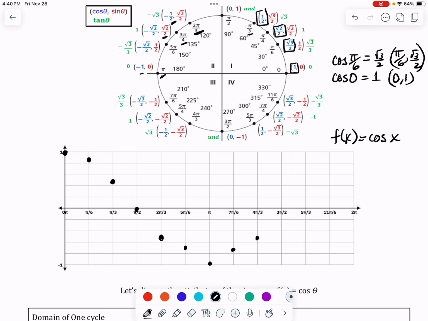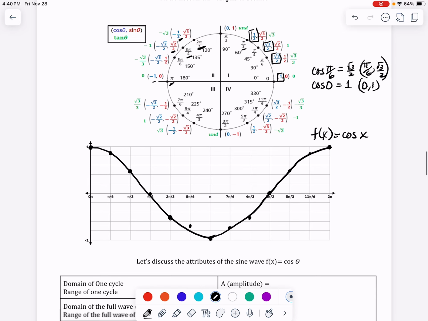0.7. At 3 pi over 2 it is back to being 0. There, and by the time we come back to 2 pi, the cosine value is back to 1. And when we connect this, you can see this is also not a straight line. It's a nice wave, slightly off at that point, but you get the general idea. There we go.